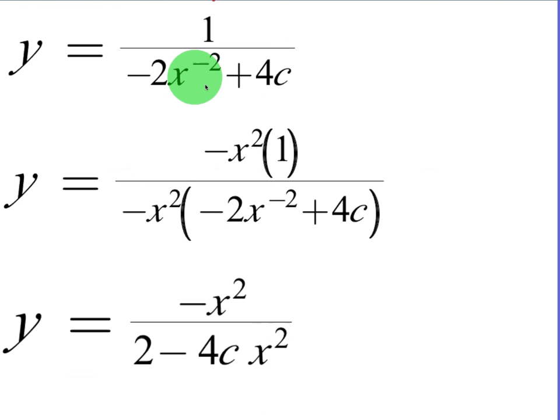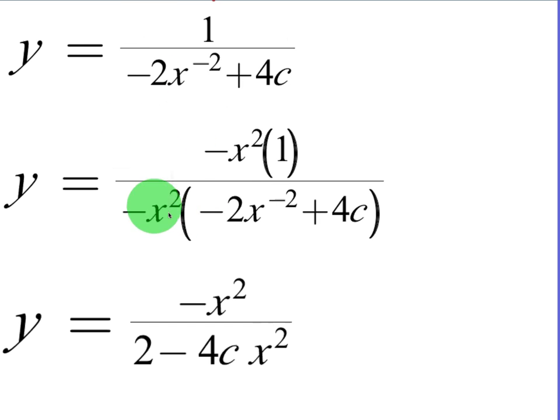We want to get this out of the denominator. You really can't have any negative exponents in your answer, even though we have y by itself. We want to simplify that. So I multiplied the top and bottom by negative x to the negative 2. That will get rid of this negative here. I'm sorry, negative x to the positive 2.